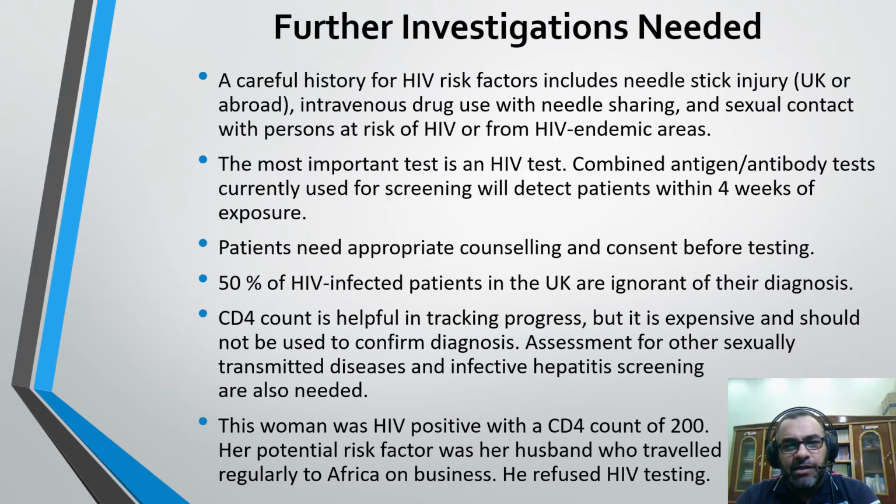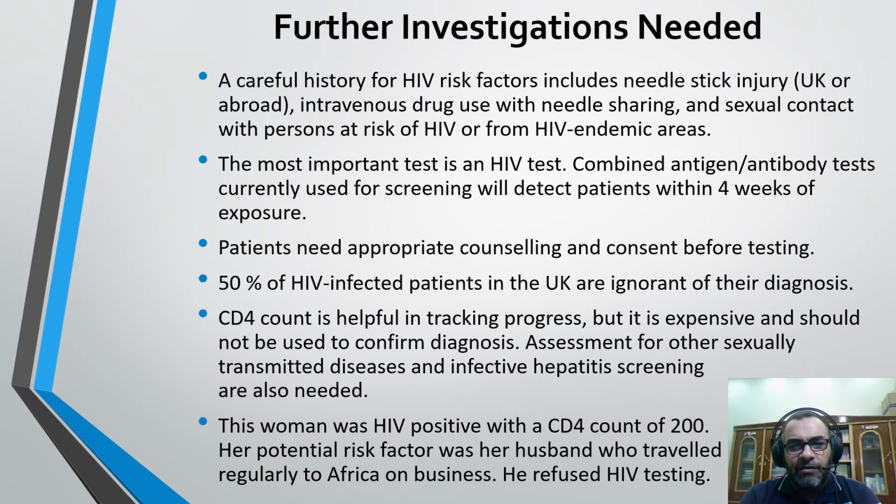Regarding the further investigations needed, a careful history of HIV risk factors includes needle stick injury, either inside the UK or abroad, intravenous drug use with needle sharing, and sexual contact with persons at risk of HIV or from HIV endemic areas. The most important test is an HIV test. Combined antigen-antibody tests currently used for screening will detect patients within 4 weeks of exposure. Patients need appropriate counseling and consent before testing.